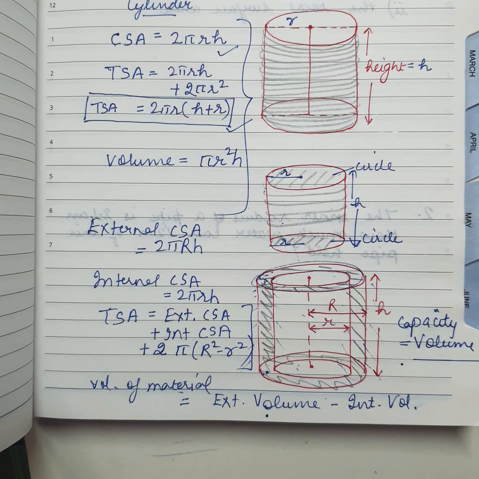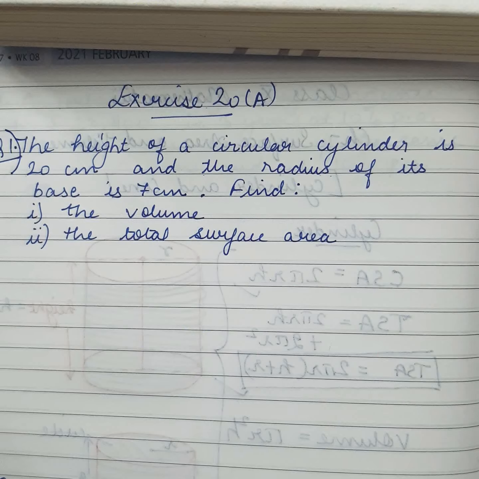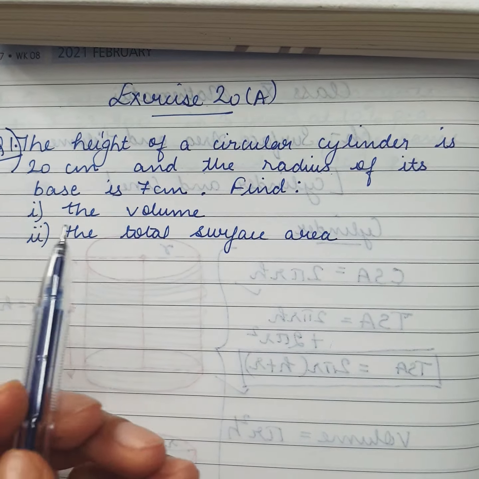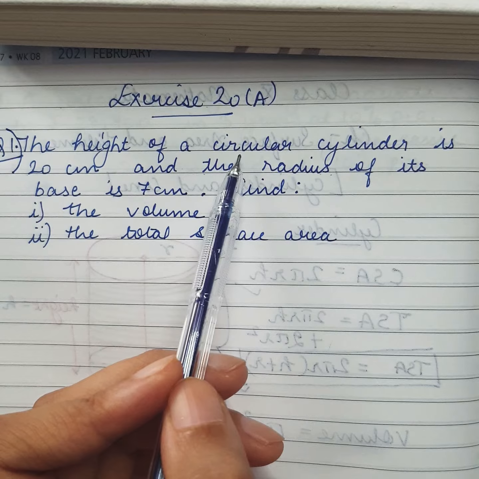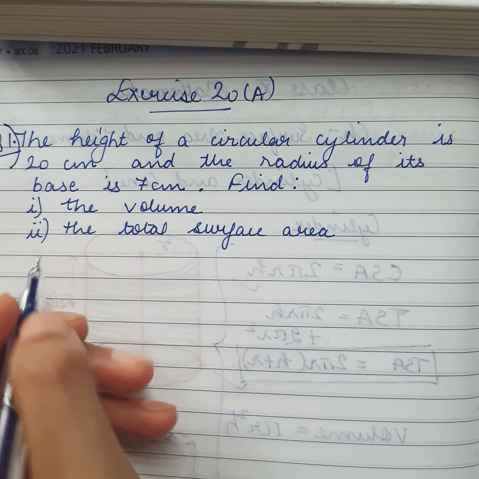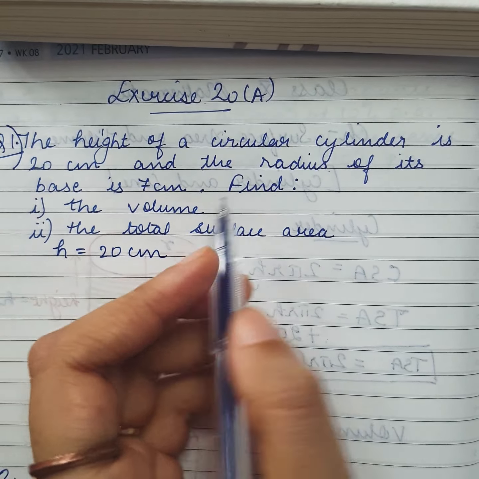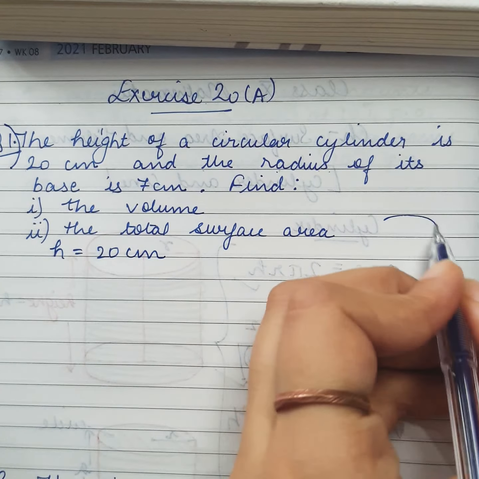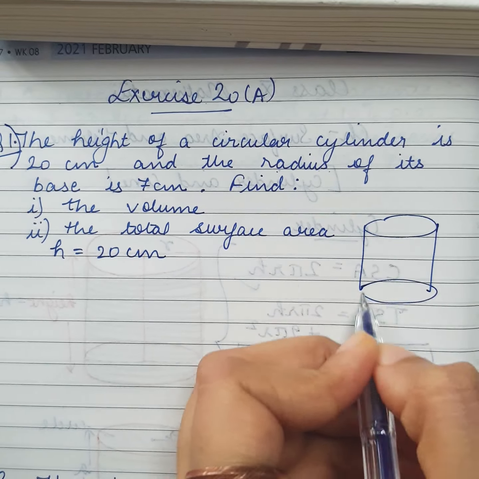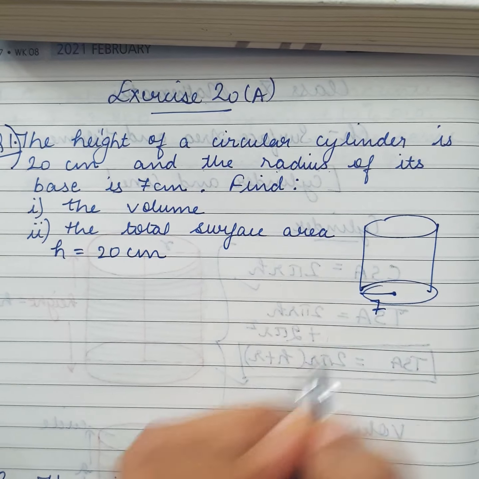So let's get started with some easy questions, then we will move to the next level of questions. So the first question, height of a circular cylinder is 20. The moment you read any information, you better note down. Radius of the base, if this is a cylinder, radius of the base is given 7.